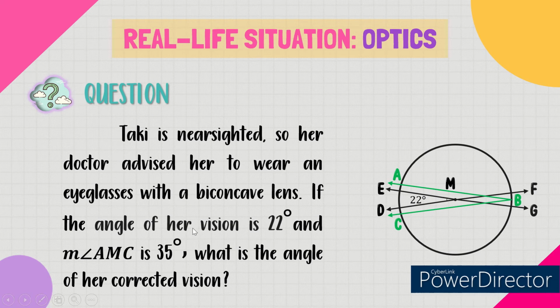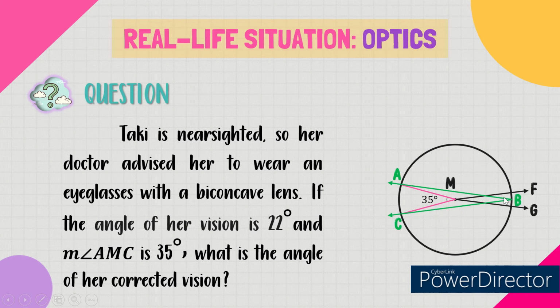Okay, so if the angle of her uncorrected vision, this black angle here, is 22 degrees, and the measurement of angle AMC is 35 degrees, let me erase this angle EMD first, and I will show you what I'm saying. Here, you can see I drew two lines connecting point A to point M and point C to point M. So this is angle AMC, and its measurement is 35 degrees. Now, we will find the angle of her corrected vision, or this green angle here.